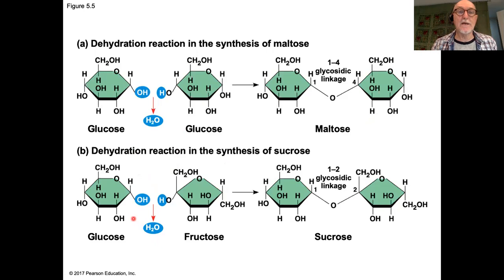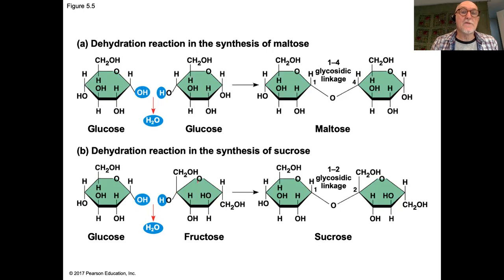And here is one here. This is glucose. This is another plant sugar called fructose. Fructose is commonly produced by plants. Some plants produce more than others. And for example, corn produces a tremendous amount of fructose. And that's where high fructose corn syrup comes from. It is produced by corn.